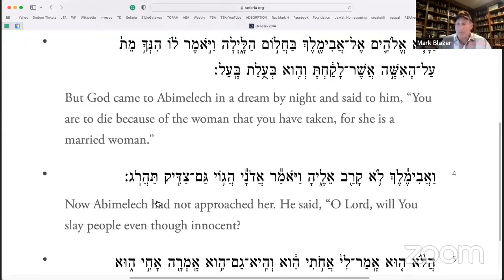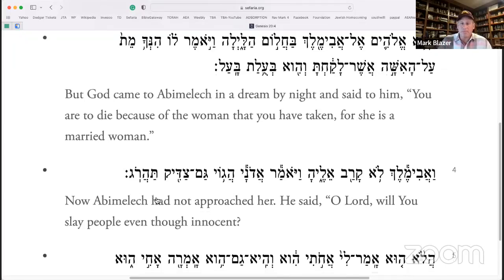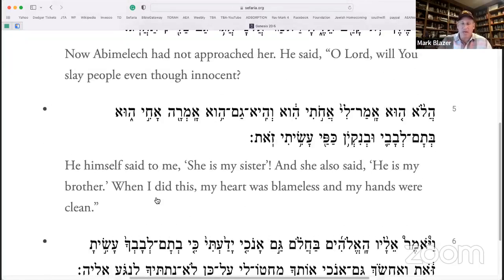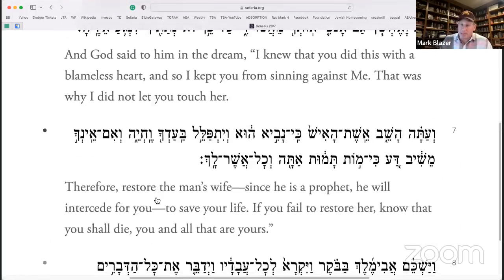Is that the case? We don't know. It's not there in the Torah. It just literally says that he has her brought. He has the dream. He says to God, you can't do that. And God said to him in his dream, I know that you did this with a blameless heart. So I kept you from sinning against me. That was why I did not let you touch her. So here it's clear that there was no funny business that happened.